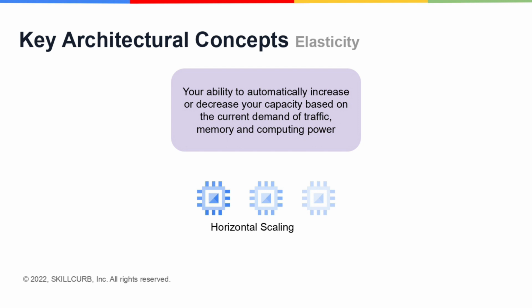Elasticity is your ability to automatically increase or decrease your capacity based on the current demand of traffic, memory, and computing power. Horizontal scaling out means to add more servers of the same size, and scaling in means removing servers of the same size. Vertical scaling is generally hard for traditional architecture, so you'll usually only see horizontal scaling described with elasticity. Managed instance groups, or MIGs, automatically increase or decrease in response to demand or a defined schedule.